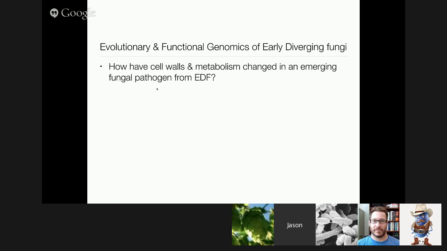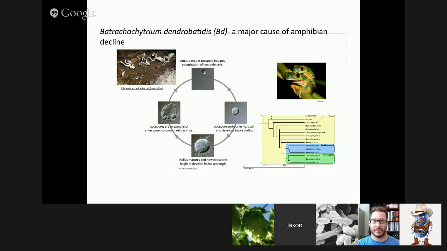And I want to study cell walls because I think they're one of the unique aspects of fungi that distinguish them from a lot of their hosts, in that they have a composition that's different. It is made up differently than what you see in plants or animals. And so we're going to talk mainly about this fungus called Batrachochytrium dendrobatidis. It's a major cause of amphibian decline.